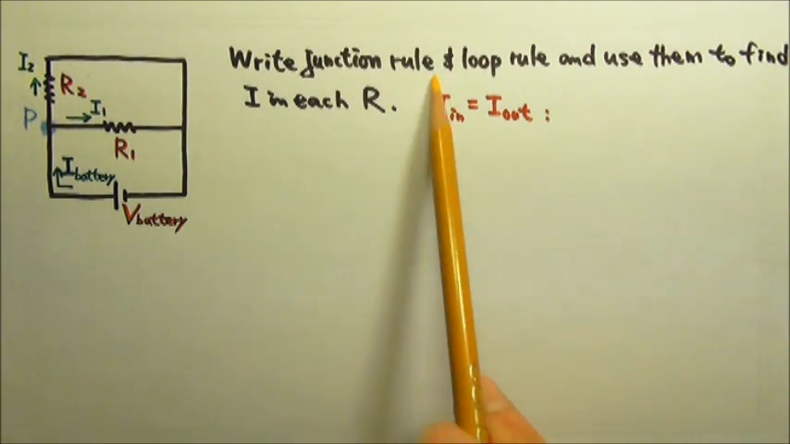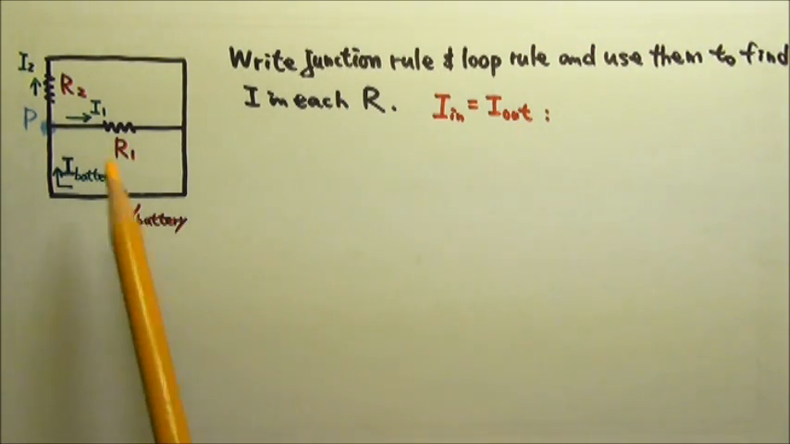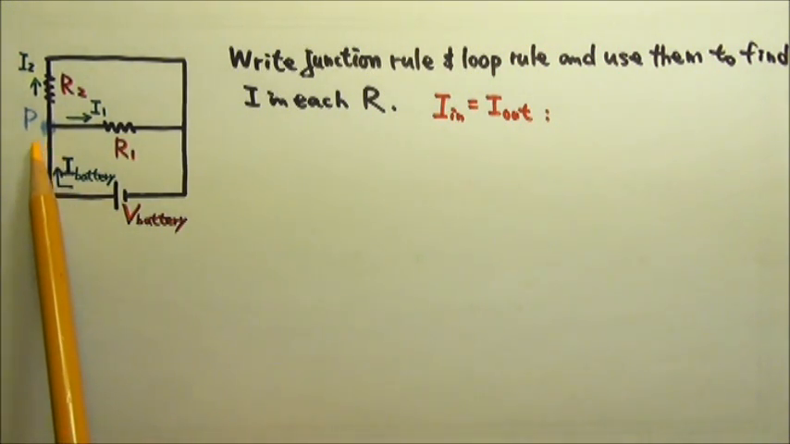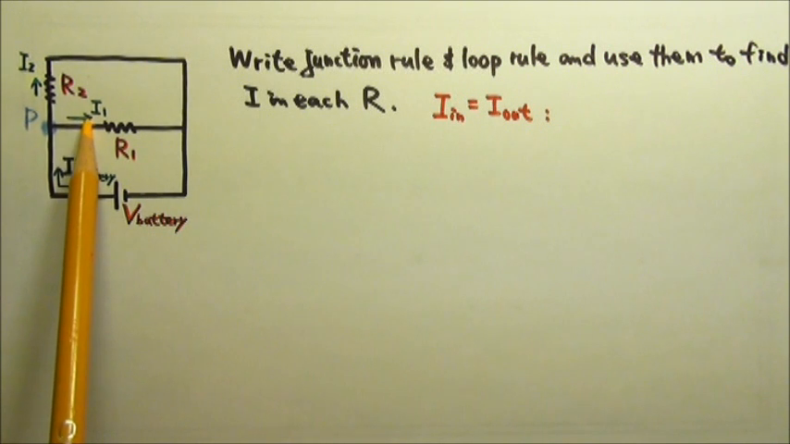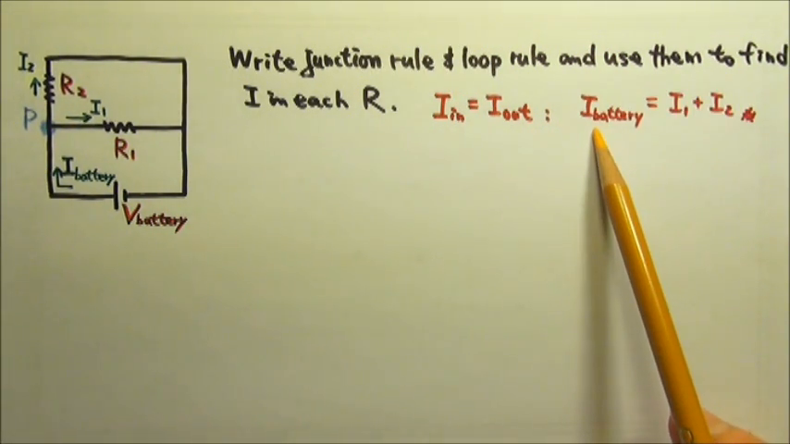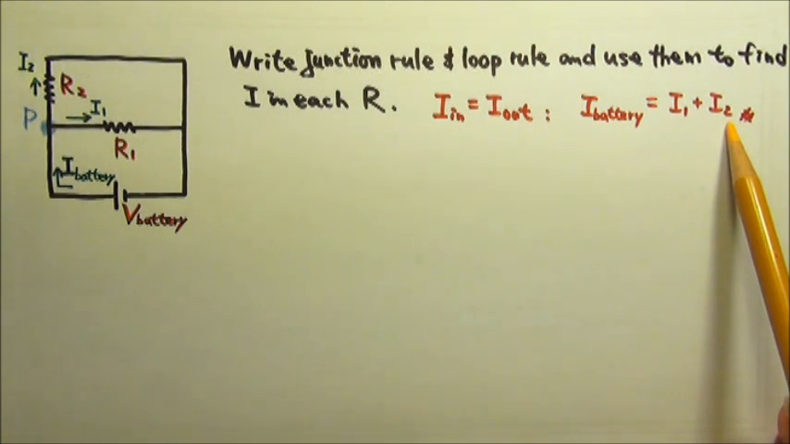If I write the junction rule, I in equals I out, for this point P, I would have I battery going into the junction and both I1 and I2 going out of this junction. So I battery equals I1 plus I2.